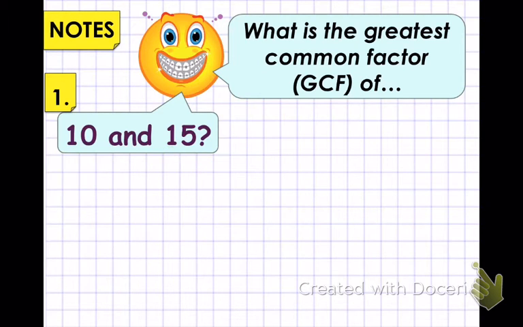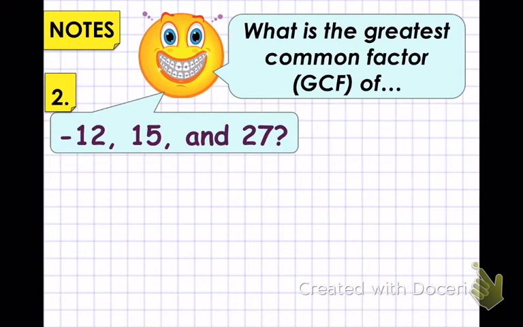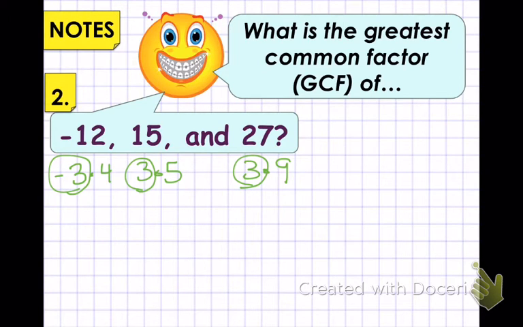Let's move on to number 2. What is the GCF of 12, 15, and 27? Again, you would say 3 in this case. 3 times 4, put the negative, 3 times 5, and 3 times 9. GCF is 3. Double check the other numbers. Nothing else divides into them, so my GCF is 3. Let's move on to the next problem.